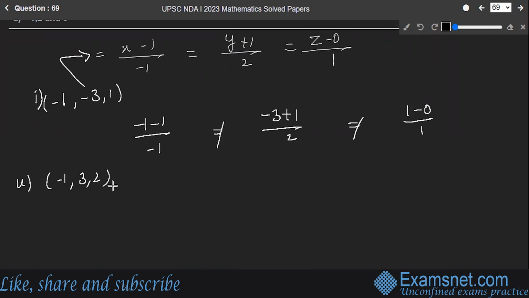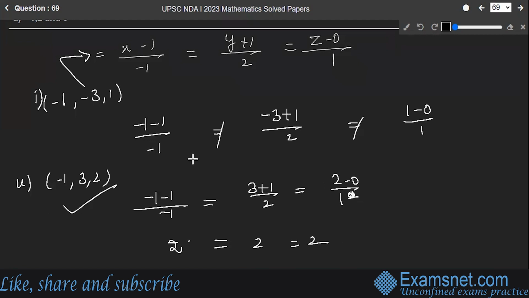Minus 1, 3, comma 2. So this will be minus 1 upon minus 1 should be equal to 3 plus 1 upon 2 should be equal to 2 minus 0 upon 1. So this gives you 2. This should be equal to 2. Okay, fine. We got the point. This is satisfying. That means this point is lying on the line which is joining the points A and B.